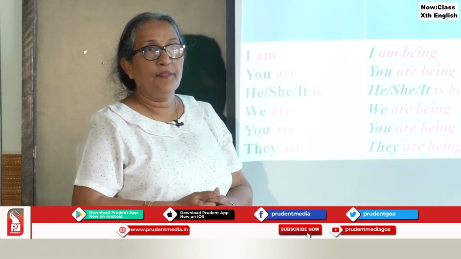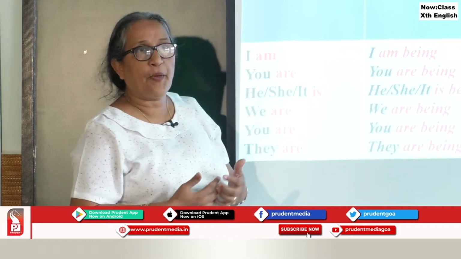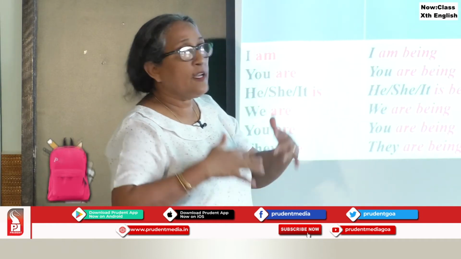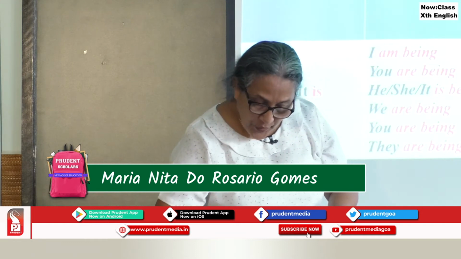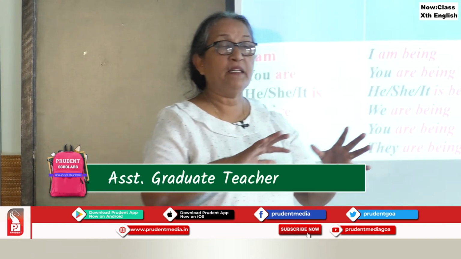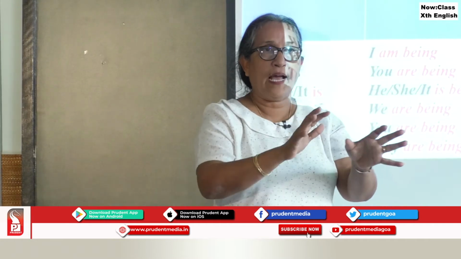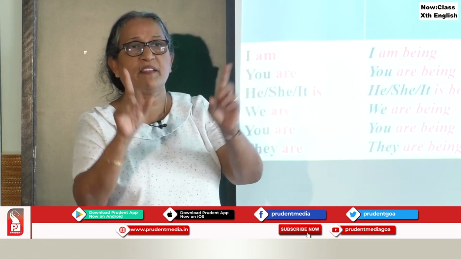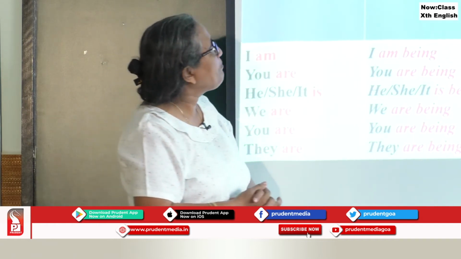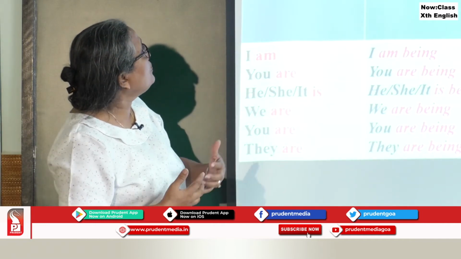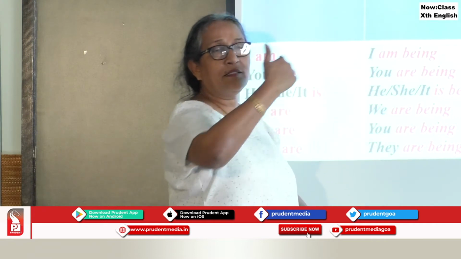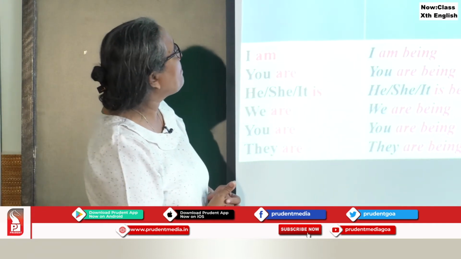So children, now we have come to the main topic of the day, conjugation of verbs. By conjugation of verb we mean we change the verb from its infinitive form so that it matches with the subject and gets coordinated with the time of the action. As I told you, there are 4 subtenses in the main present tense, main past tense, and the main future tense.